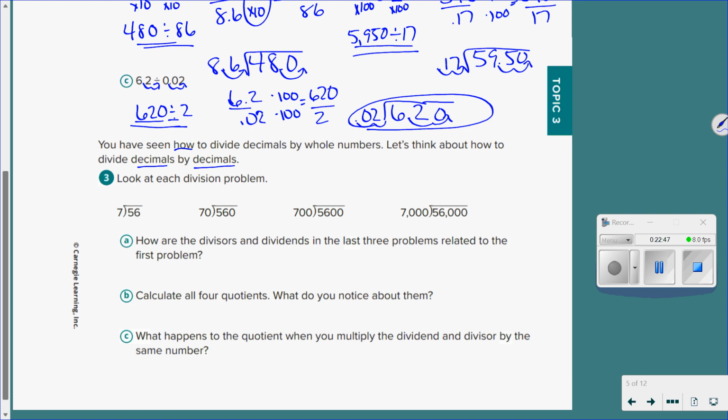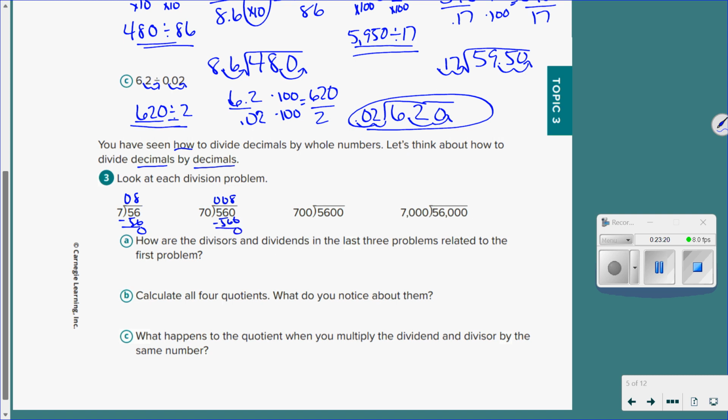So to set this up, we're going to go through the same concept. Will 7 go into 5? Oh, no. Will it go into 56? How many times? 8. So I subtract 56 and I get 0. Will 70 go into 5? No. Will it go into 56? No, we'll go into 560. How many times? 8.